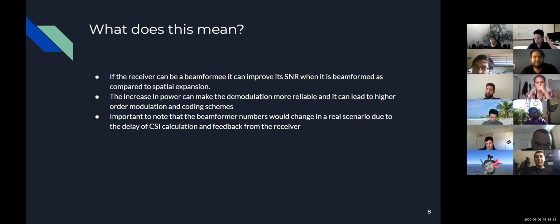So what does it mean? It means that the receiver can be a beamformee, and if the receiver can be a beamformee, you can improve its SNR when it is beamformed compared to spatial expansion. The increased power can also make the demodulation more reliable, and it can lead to higher order modulation and coding schemes. It is important to note that beamformers would change in a real scenario due to the delay of channel state information and feedback from the receiver.